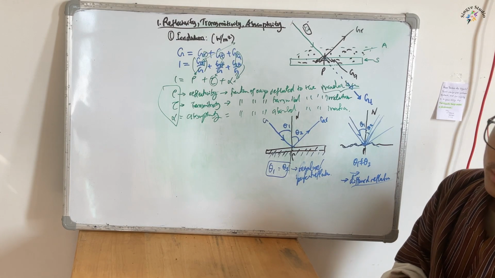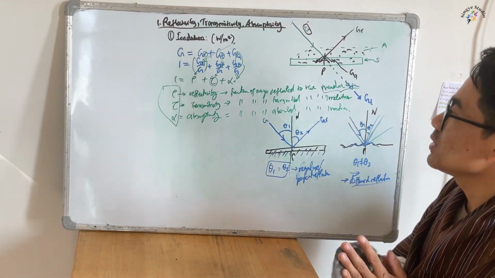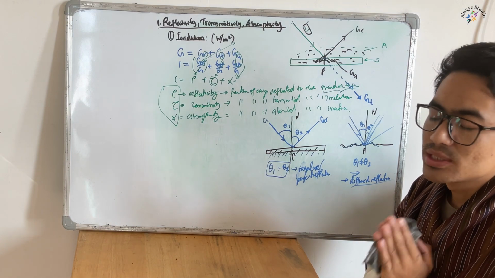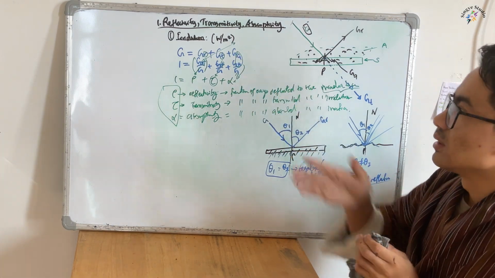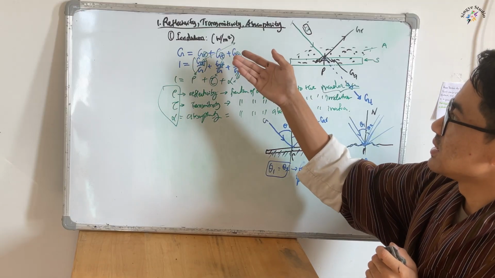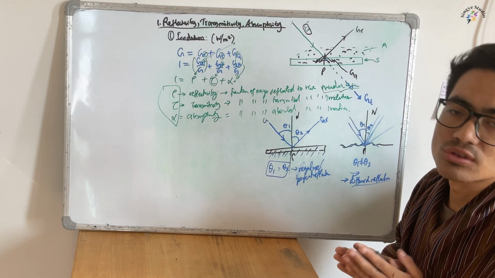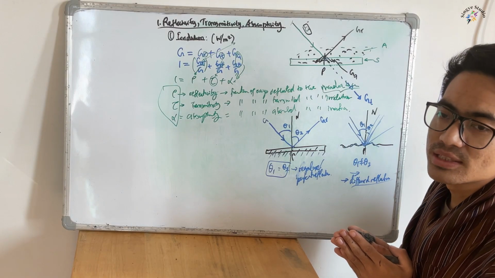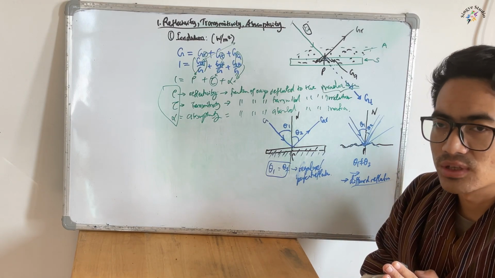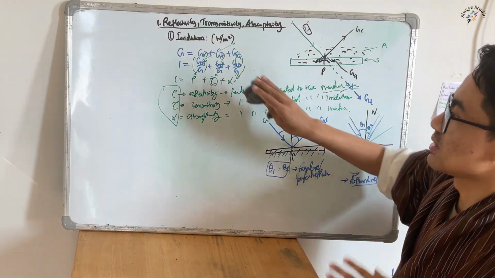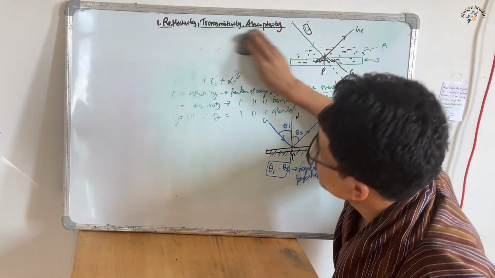Okay, now the next thing I want to discuss with you is some of the laws which govern these three terms: the reflectivity, transmittivity and absorptivity. So the famous law we have is Kirchhoff's law. Okay, so it was formulated by Gustav Kirchhoff. So what it says is that we have to consider a situation like this. Kirchhoff's law.